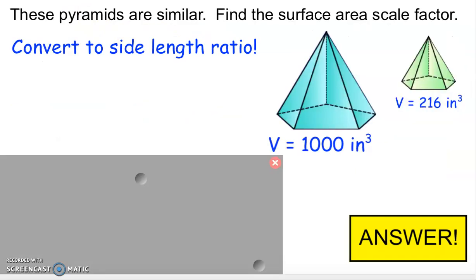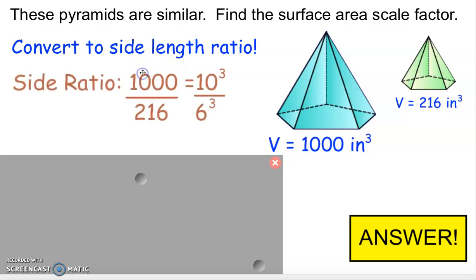Okay, so these pyramids are similar. Find the surface area scale factor. You're like, Mr. Kenyon, we just did this one. I know the answer, and the answer is 5 to 3. I'm going to tell you right now, no, it is not. I may have you tricked. Maybe you're not tricked. Maybe you know what it is.